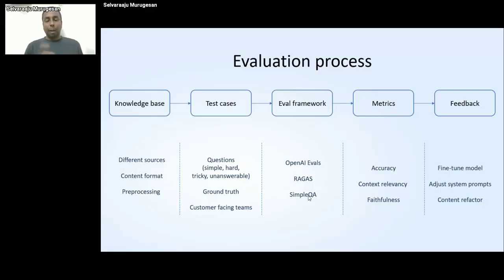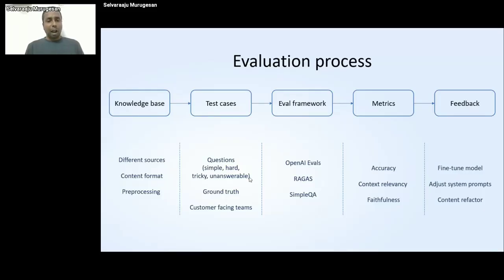And then you compute metrics. You put those questions through the chatbot, get the response, compare the chatbot response with the ground truth, and compute metrics like accuracy, content relevance, and faithfulness. Then you can fine-tune the model, adjust the system prompt, or do content refactoring, and assess before you take the chatbot live. It's a very important framework that a technical writer must follow before taking the chatbot live.